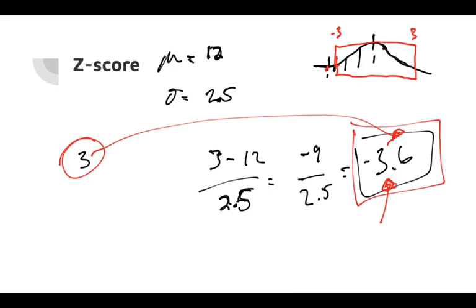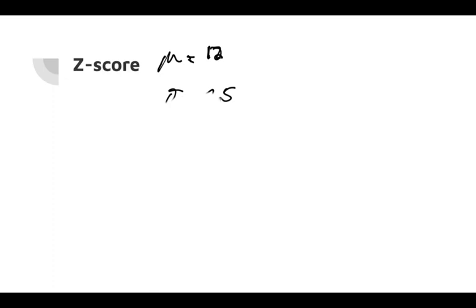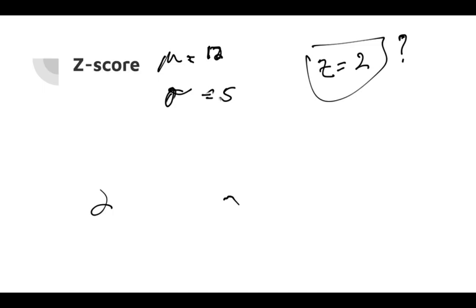Okay, another thing that they could ask you about Z-scores, they could ask you the other way around. They could say, hey, I want to know what value has a Z-score of 2 standard deviations, right? And then for that, you'd say, okay, well, I can do that too. So I'm going to say that 2 is going to be equal to the value that I'm looking for, minus 12 divided by the standard deviation, which is 5.